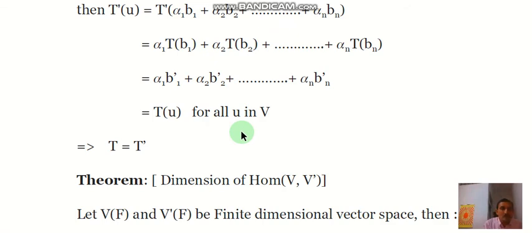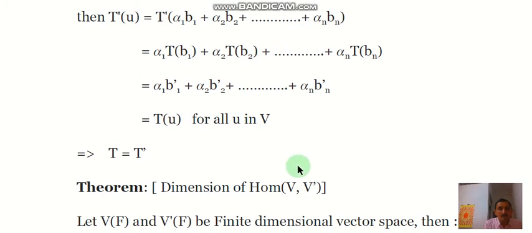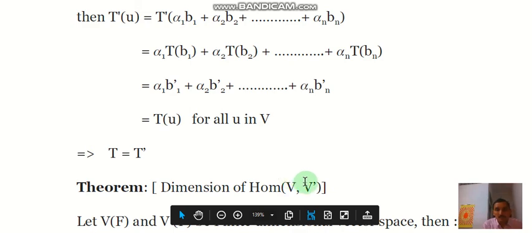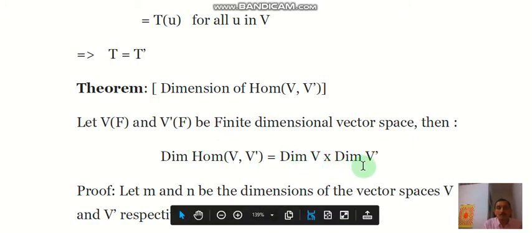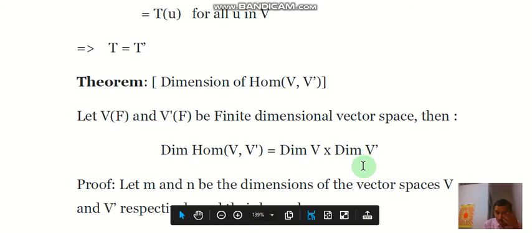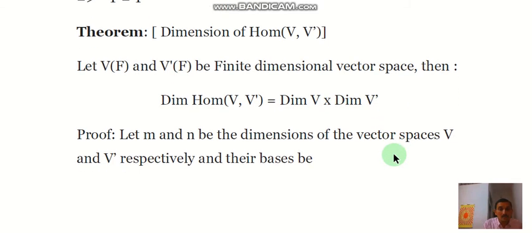Next we calculate the dimension of the homomorphism Hom(V, V'). In the previous lecture we proved that Hom(V, V') is a vector space, and here we calculate its dimension. Let V(F) and V'(F) be finite dimensional vector spaces. Then the dimension of Hom(V, V') equals dimension V times dimension V'. So the dimension of Hom(V, V') is the product of dimension V and dimension V'. Here we see the proof.